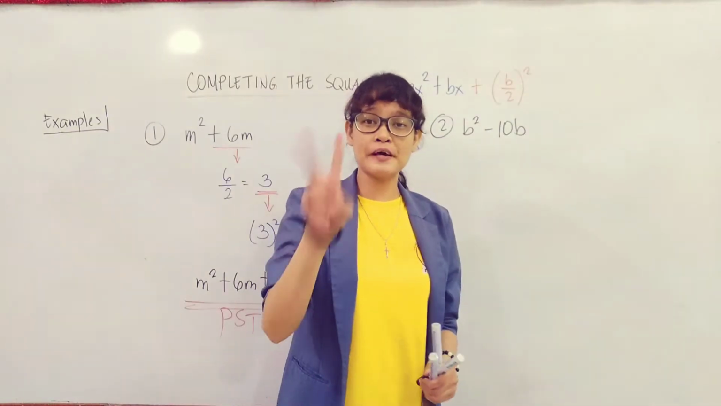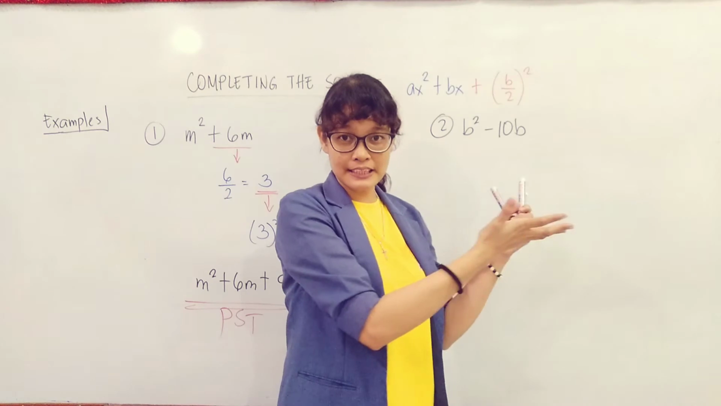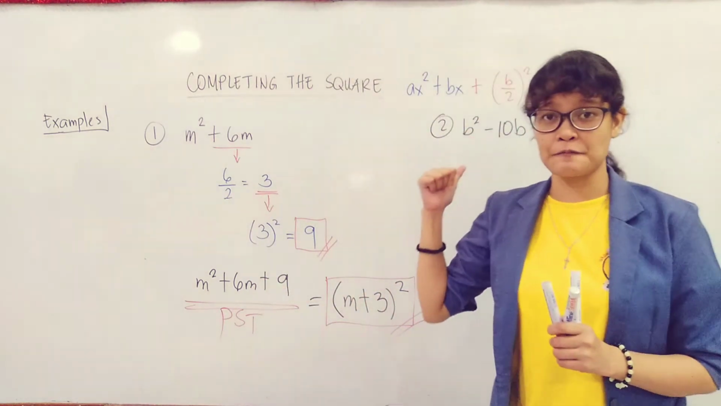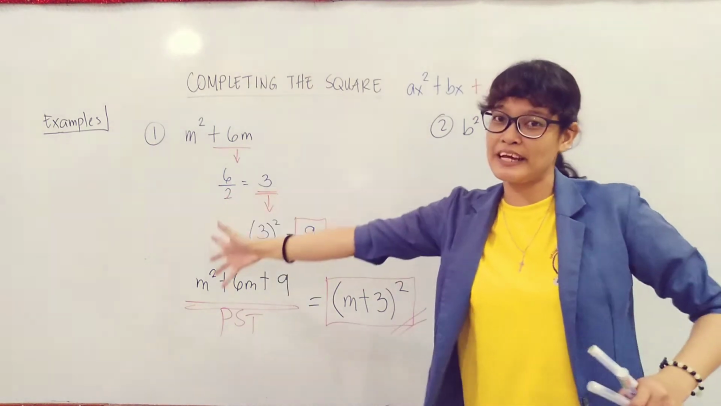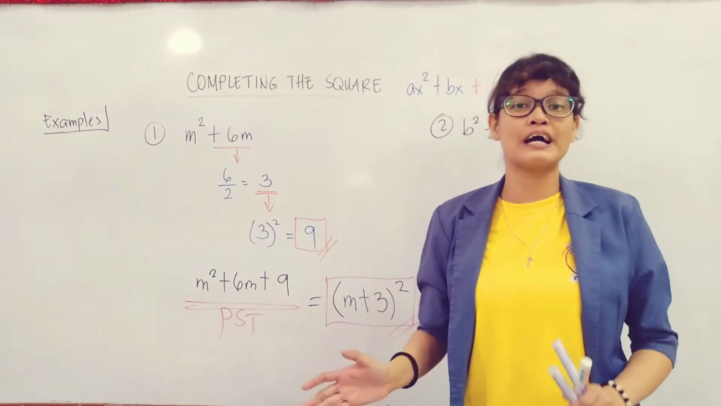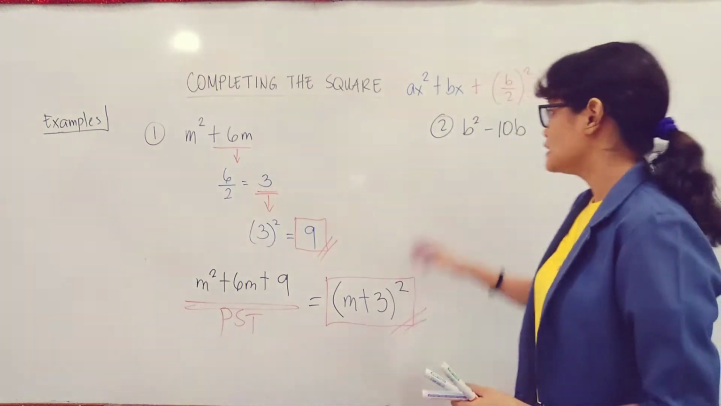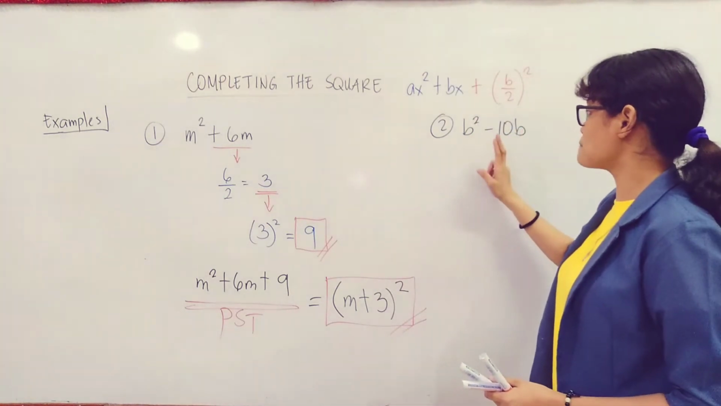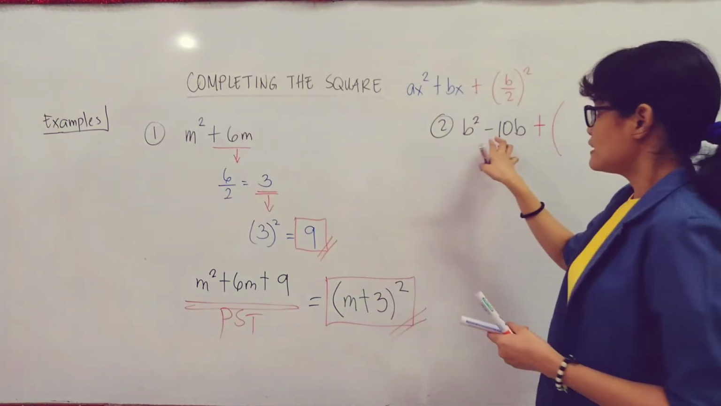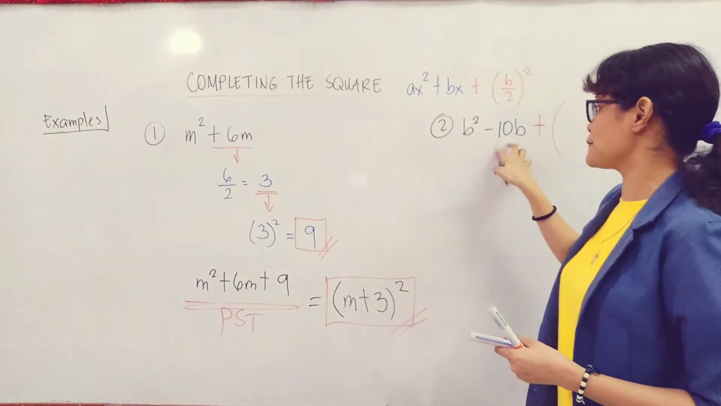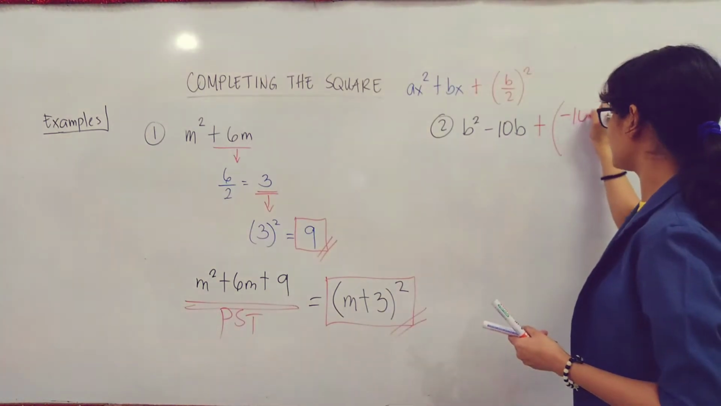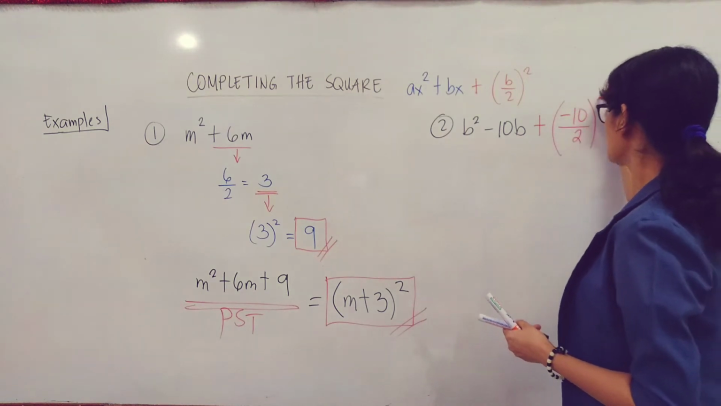Alright, so for example number 2, idadiretso na natin yung pag-add dito sa square of half the middle term. Hindi na natin gagawin itong process na ito. Pinakita ko lang para masundan nyo yung step-by-step process kung paano natin ginagawa yung completing the square method. So dito, ang gagawin na natin, b squared minus 10b. So we are going to add the square of half of this coefficient of the middle term. So that is negative 10 over 2 squared.